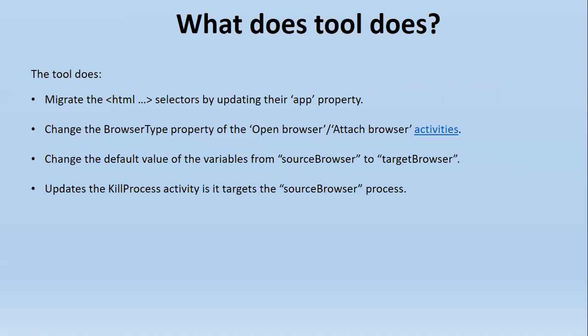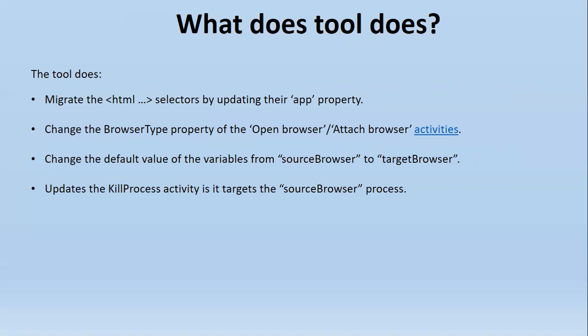It migrates the HTML selectors by updating their app property. If we talk about IE, usually the app property is not present in IE browsers, whereas in all other browsers, say Chrome and Edge, the app property is there. So the browser migration tool takes care that it adds the app property to all the selectors.